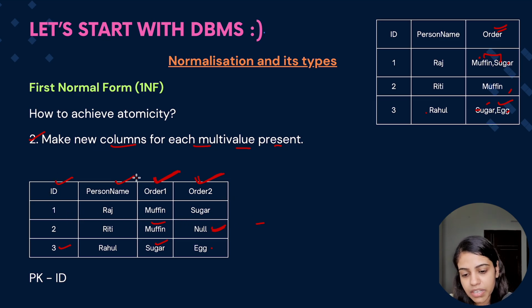Now coming to the primary key of this particular table, we can see that ID is something which is unique for each and every order, each and every person. So the ID would be acting as a primary key here.